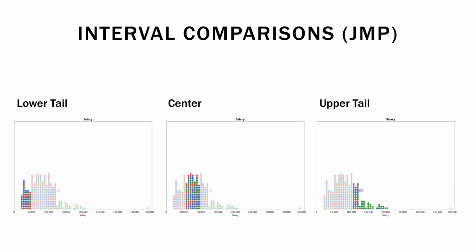So in certain software packages, in this case JMP, we can actually select certain intervals in our dot plots and look at comparisons within those intervals.